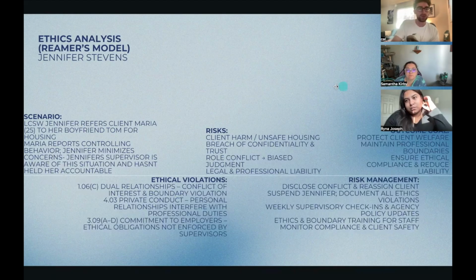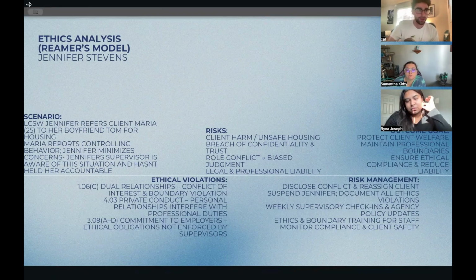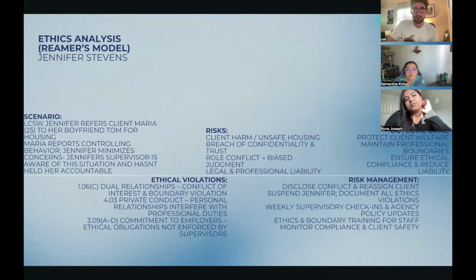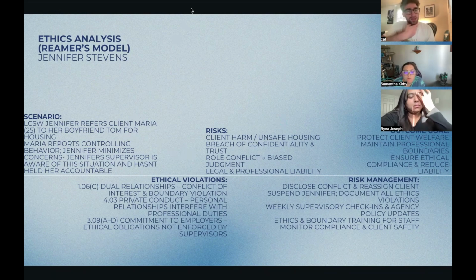And to continue, we put our ethical dilemma here through Reamer's model for ethical dilemmas. And as you can see, it starts with a brief summary of the scenario. LCSW Jennifer has referred her client Maria to her boyfriend Tom for housing. Maria reports controlling behavior, and then Jennifer minimizes those concerns. And Maria has gone to her supervisor because of it.